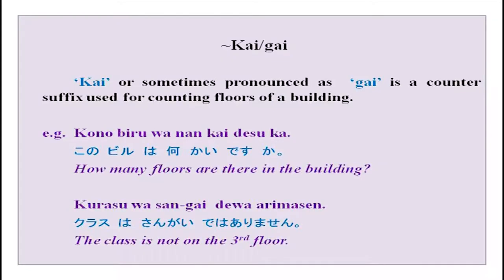Now, in the conversation, we also had kai, or another reading for kai is gai. This is a counter used for counting floors in a building or to count stories of a building. This is a suffix and has two readings, as I just told you. Kono biru wa nankai desu ka? How many floors are there in the building? You can practice kai with me now, kai or gai, and see how it is different, where gai is to be used and where kai is to be used.